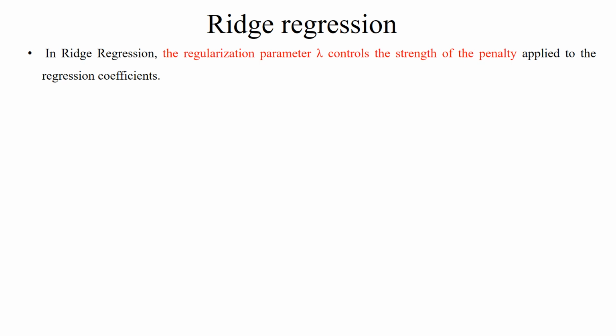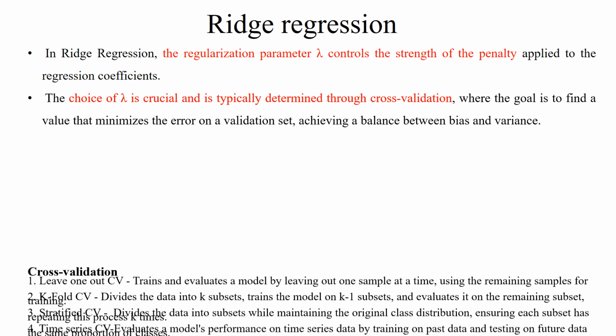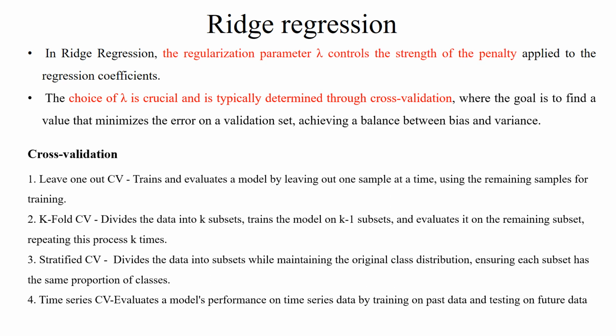In ridge regression, the regularization parameter lambda controls the strength of the penalty. The choice of lambda is crucial and we can determine it through cross-validation techniques. There are a lot of cross-validation techniques, and these techniques will minimize the error and help us achieve a balance between the bias and variance.